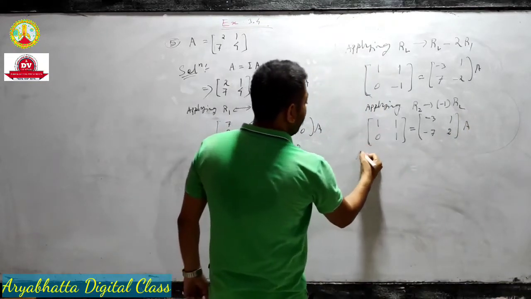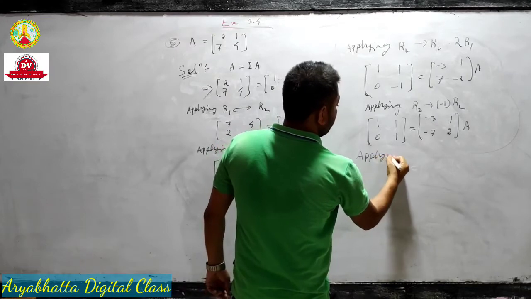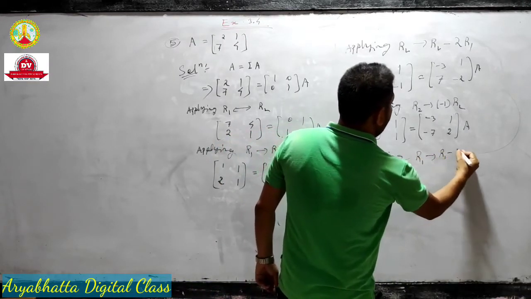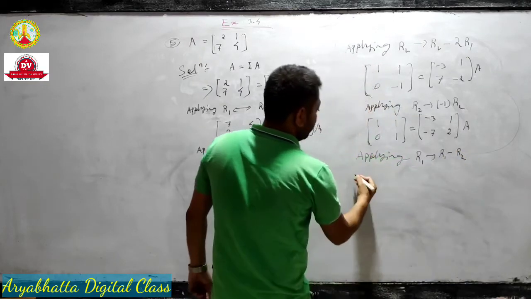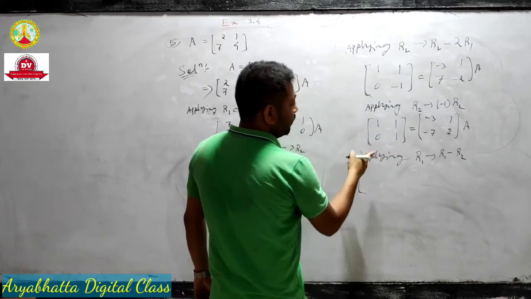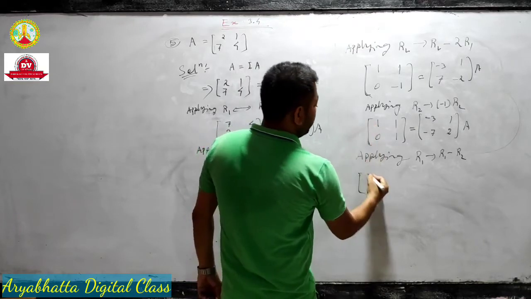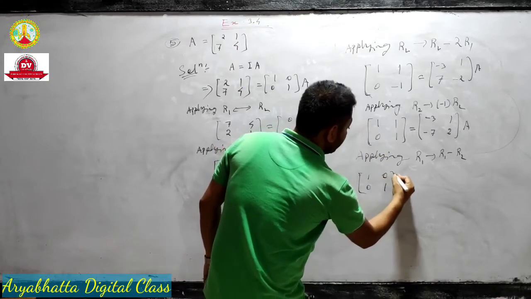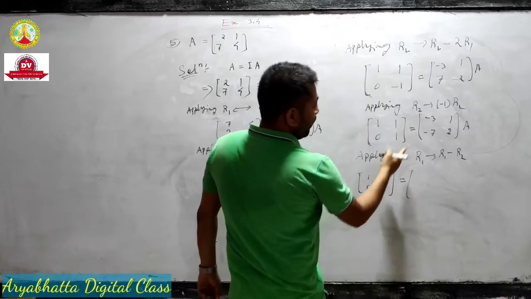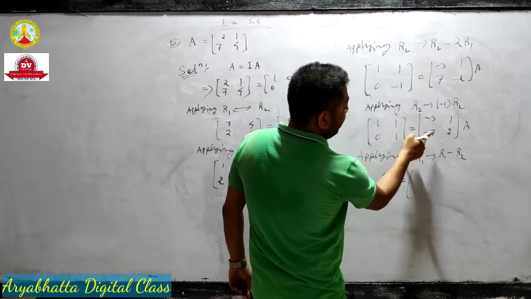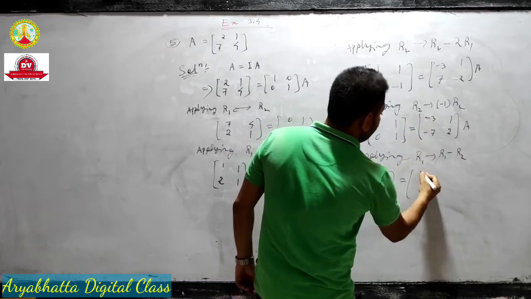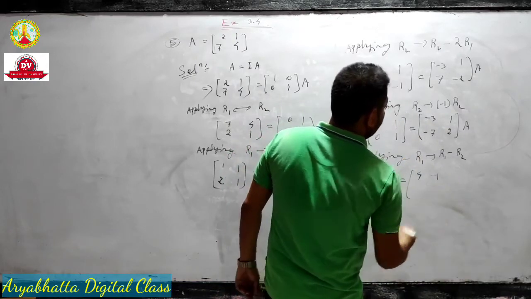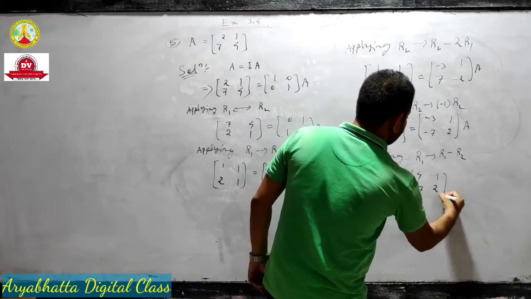Next, for these elements we apply R1 tends to R1 minus R2. Then we have R1 tends to R1 minus R2: 1 minus 0, 1, 1 minus 1, 0. R2 does not change. R1 tends to R1 minus R2: minus 3 minus minus 7, minus 3 plus 7 is equal to 4. 1 minus 2 minus 1. R2 does not change.